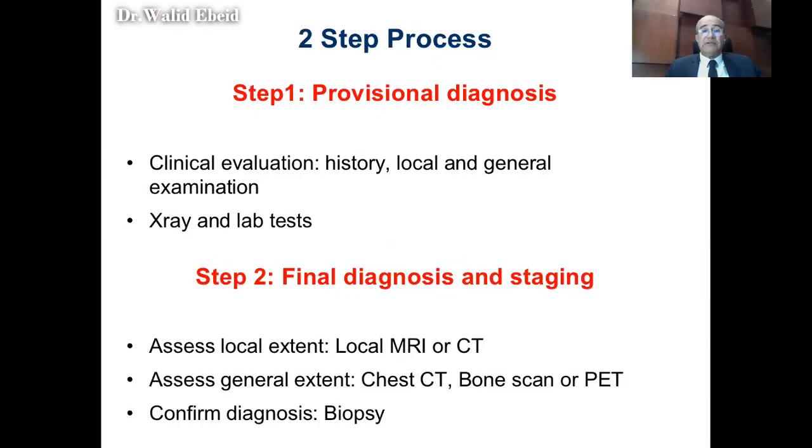The diagnosis and staging is a two-step process. Step one is the provisional diagnosis, and this is obtained by doing a thorough clinical evaluation and ordering X-rays and lab tests. Step two is where you reach the final diagnosis and staging, and this is done by assessing the local extent using the local MRI or CT, assessing the general extent by doing a chest CT and a bone scan or a PET CT, and finally confirming the diagnosis with a tissue diagnosis using a biopsy.